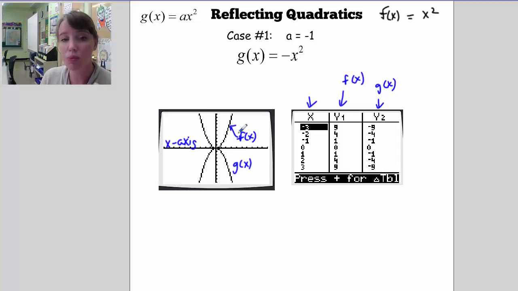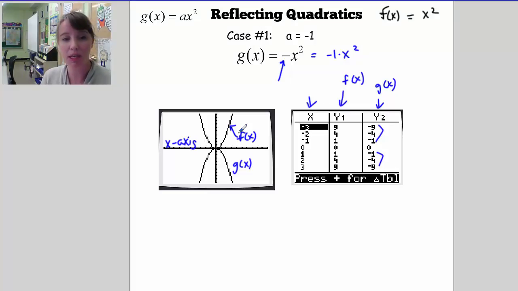Now what this new a value does is that after the input value has been squared, it's been multiplied by -1 essentially. This is a condensed version of -1 times x squared. So it just takes the original output values, and instead of getting 9, 4, 1, 0, 1, 4, 9, you get -9, -4, -1, and then 0's opposite is just 0. So it just takes the opposite of all the values.